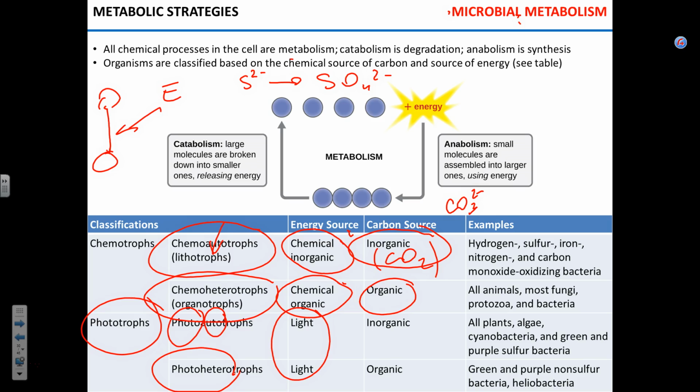So the electrons will go from sulfur to oxygen. Some of them can oxidize ammonia and convert it into nitrates. So it's all about energy. Does that make sense?